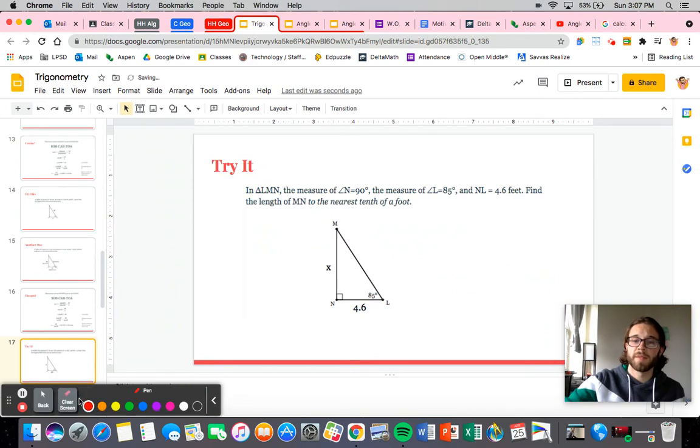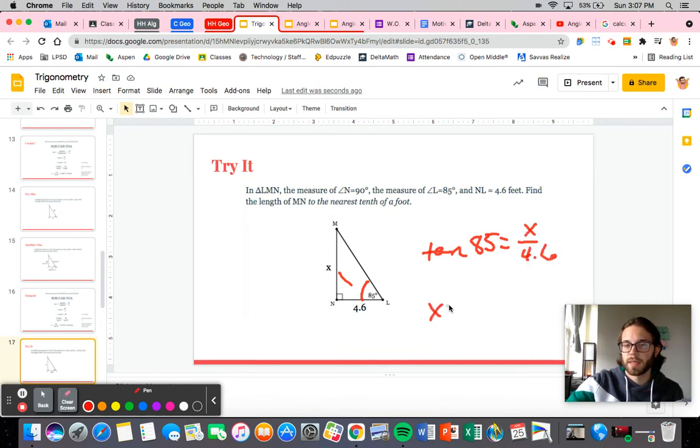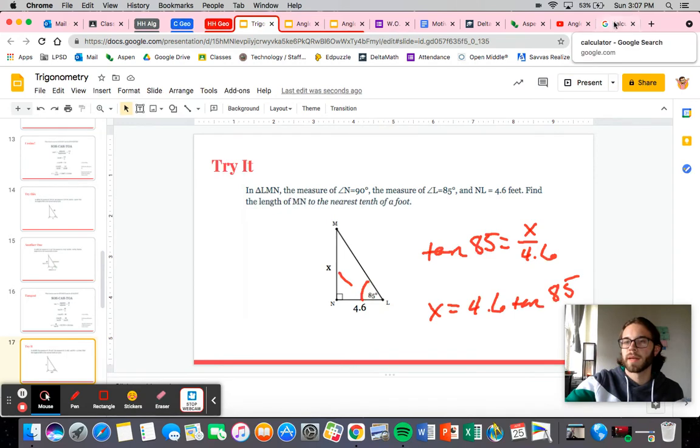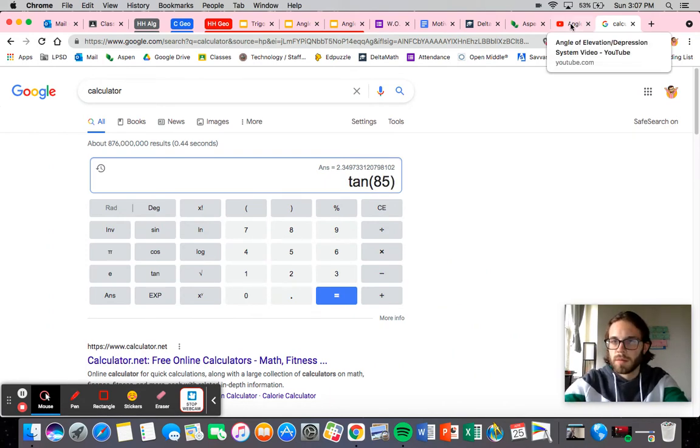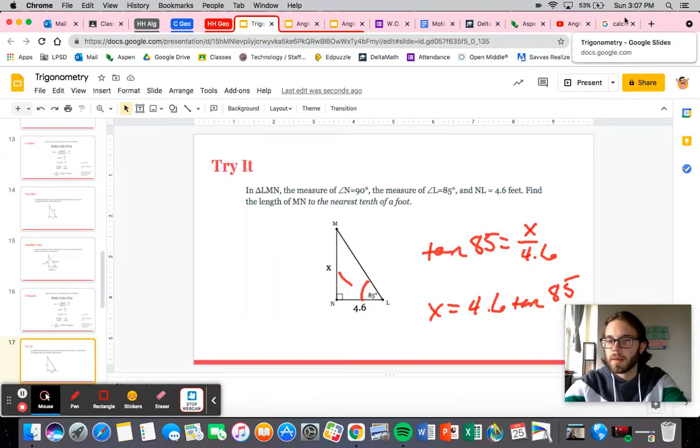So for example, if I gave you something like this is my opposite, this is my adjacent. So tangent of 85 is equal to x over 4.6. So x is equal to 4.6 tangent of 85. If I plug that into a calculator, we have a tangent of 85. I forgot the number that we're multiplying by, 4.6.